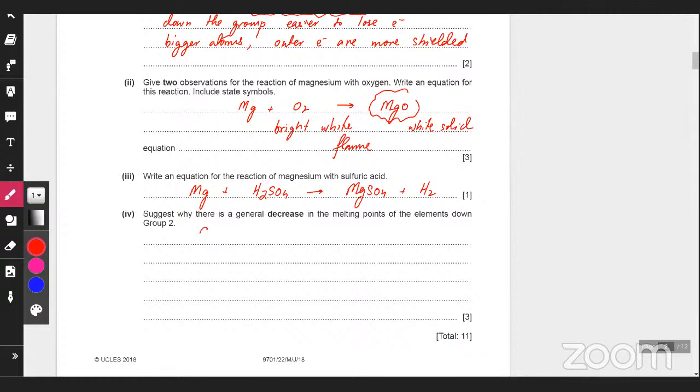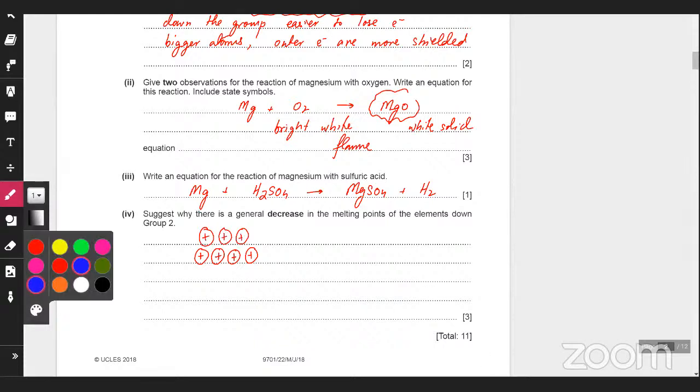So if I draw a structure of a metal, it's going to be all metal atoms. They tend to lose electrons and form positive ions. Since this is group 2, all of them would be forming plus 2 ions, and each one would be losing 2 electrons. So they would be delocalized electrons. It's going to be a giant metallic lattice with free moving electrons.